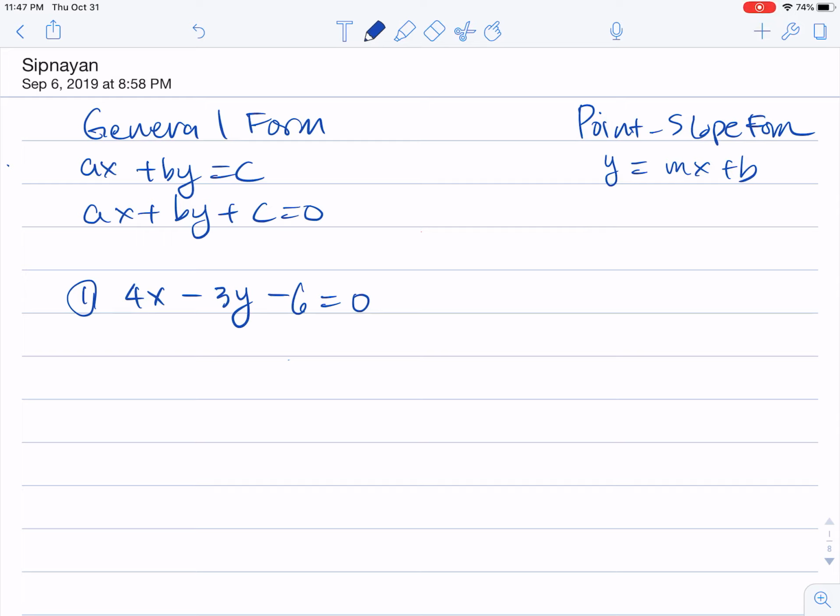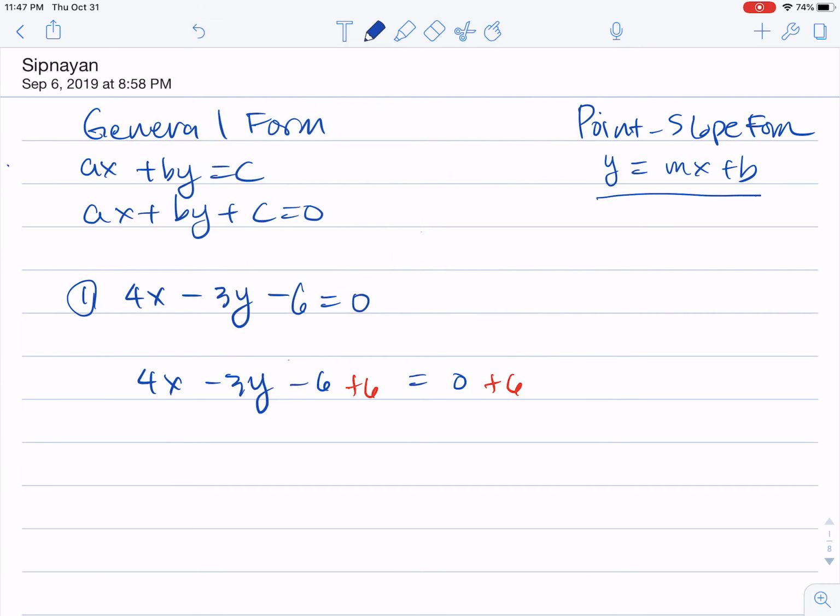Okay, so sa point slope form, ina-isolate natin yung y. So iwanan natin yung y sa isang side para maging point slope form siya. So in this case, for example, pwede nating ihiwalay na yung 6, no? I-negative yung minus 6. So magiging 4x minus 3y minus 6 equals 0 plus 6, di ba? Plus 6.